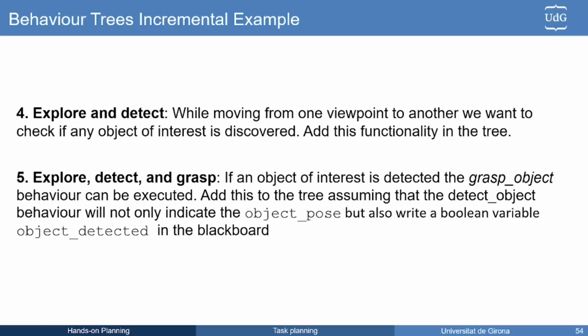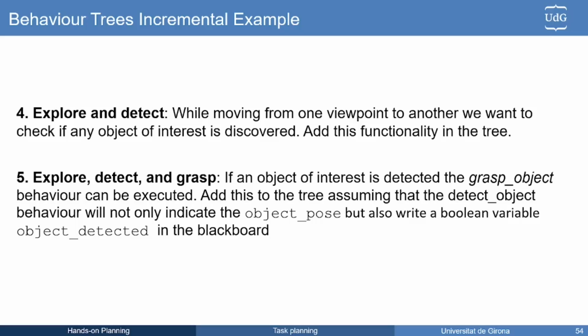Basically, we have to do two things. First, explore and detect. While we move during this path following behavior that we were executing, in parallel we have to check if there is any object of interest. Then we don't execute this path follow alone, we execute it in parallel with a check: be careful, is there any object of interest around?